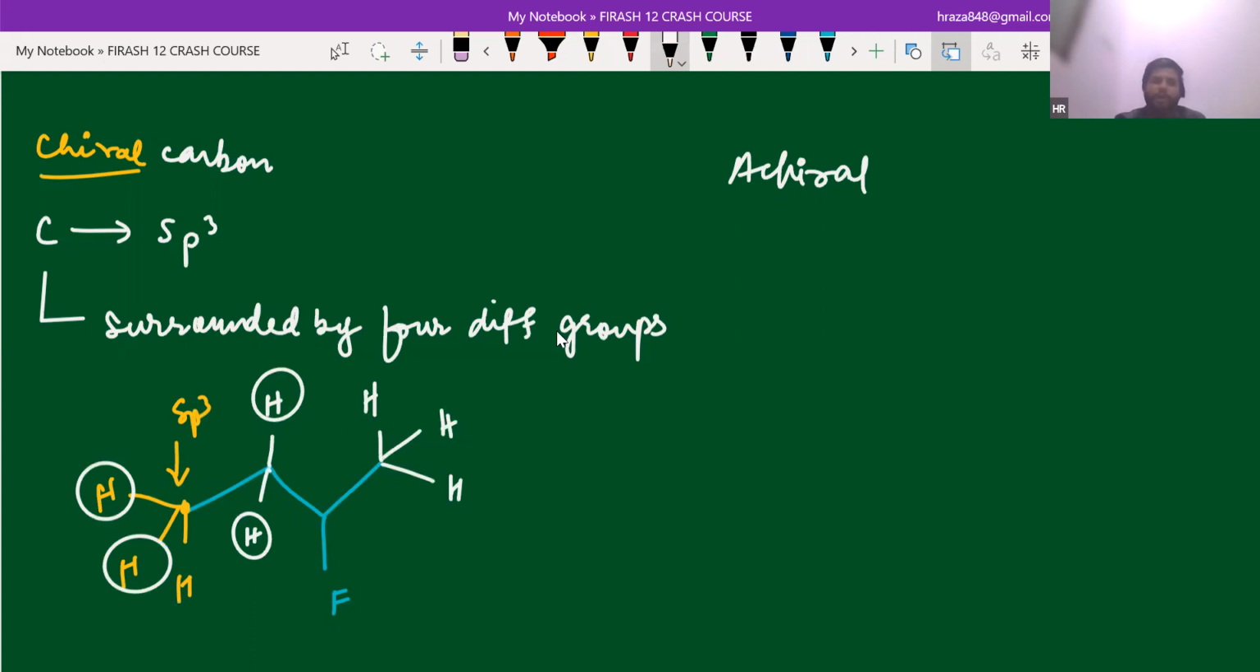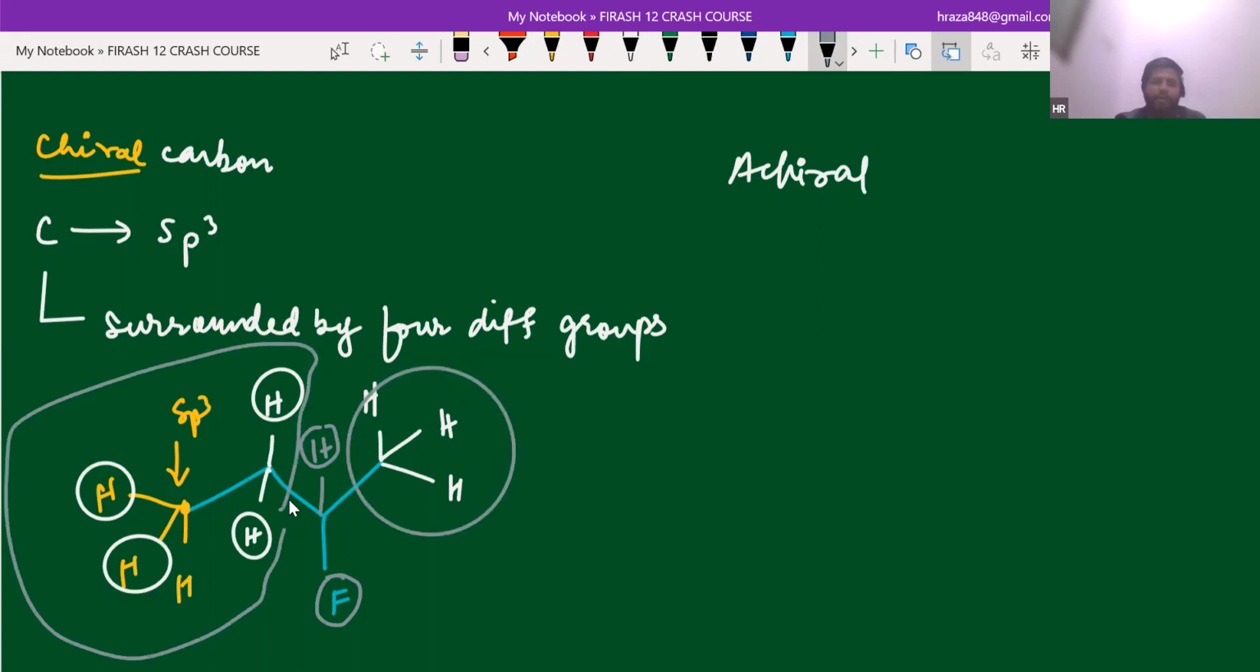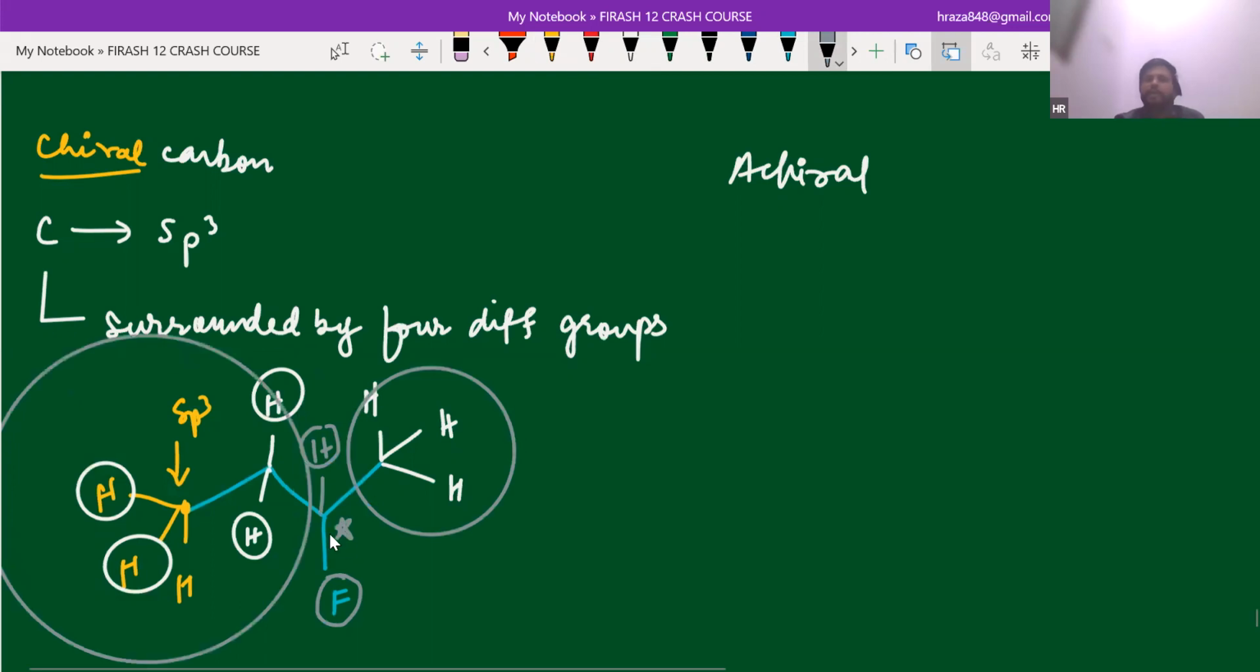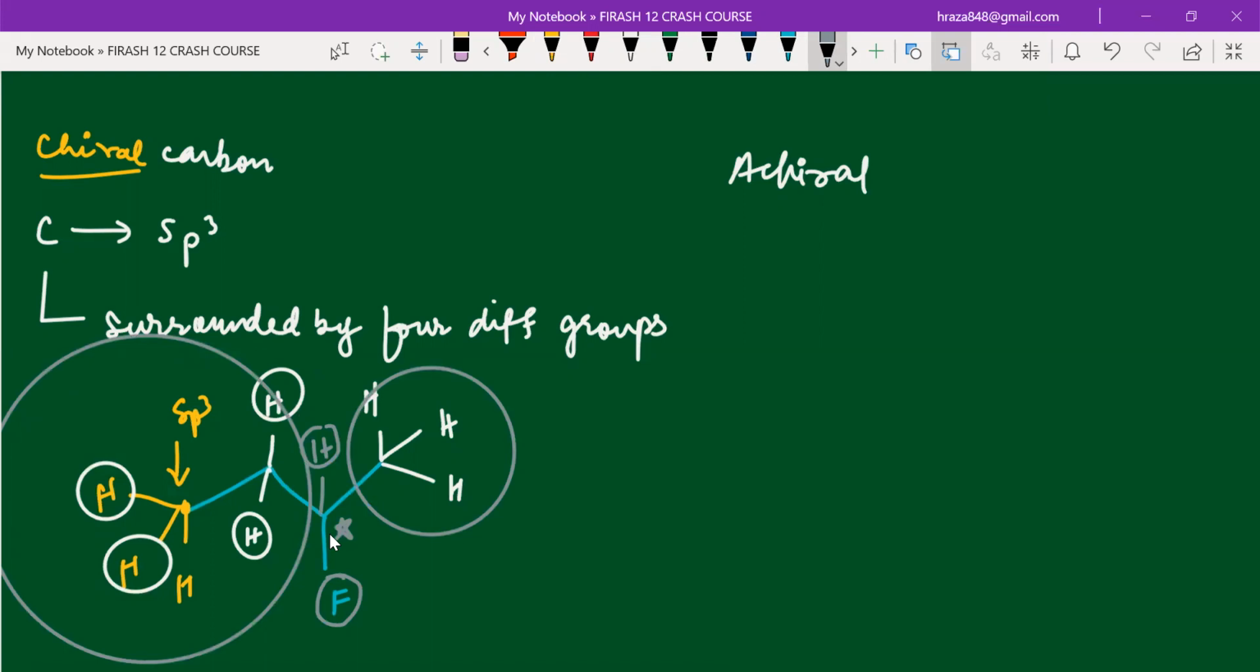Come to this point, this part. As you can see, this is a different group. This is also a different group. This is totally different groups, and this is also a totally different group. So this is the point where it is chiral. Are you getting my point? Yes. So this is how we see chirality and achirality.